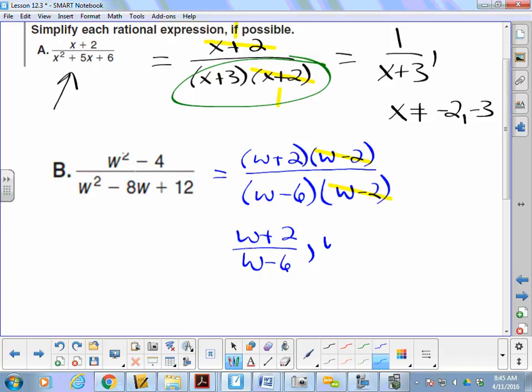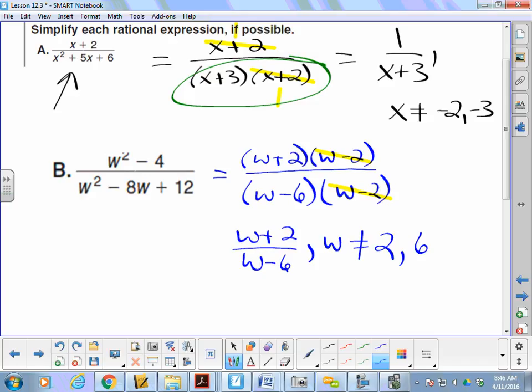And I have to say that W cannot equal, where does the denominator equal 0? At positive 6 and positive 2. So W cannot equal 2 or 6. You have to go back to the factored form when you're talking about where the excluded values are.